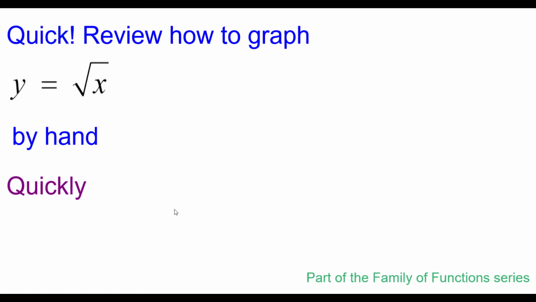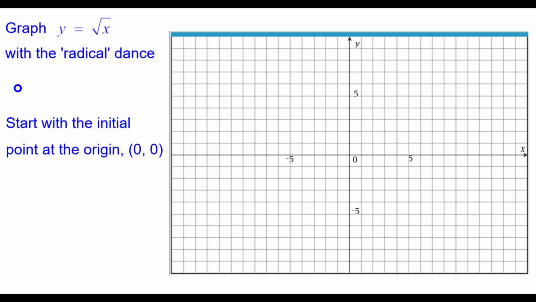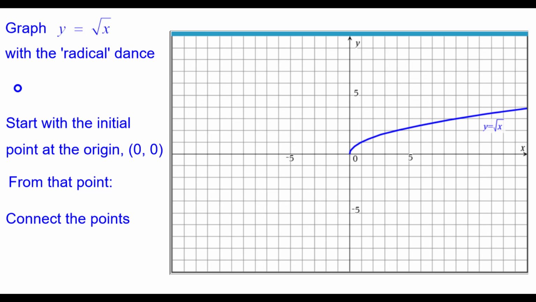Let's compare that to a quick review of how to graph y equals the square root of x. You've done it. We're just going to review it by hand quickly. So we're going to use what we call the radical dance. And we start off with the initial point, which is at the origin, because the square root of 0 is 0. From that point, we go right 1 up 1, the square root of 1 is 1. Right 4 up 2, the square root of 4 is 2. Right 9 up 3, square root of 9 is 3. We could also have done right 16 up 4, but ran out of space. We connect the points, and we can see that that's y equals the square root of x.